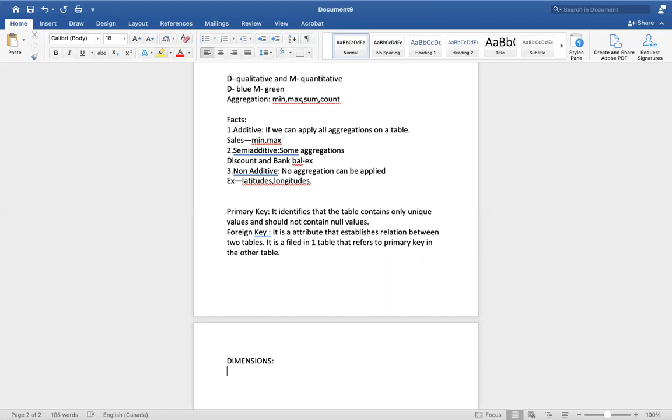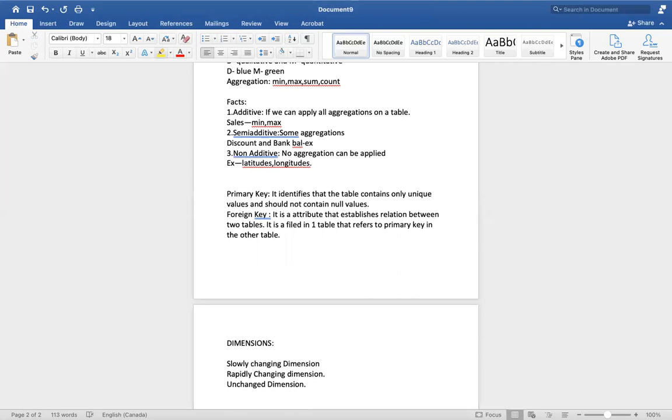So coming to the different types of dimensions, the first one is slowly changing dimension. The second one is rapidly changing dimension. The next one is unchanged dimension. And the next one is shrunken dimension.